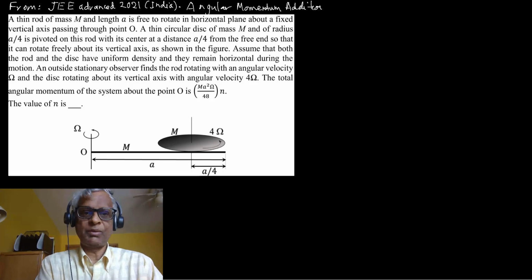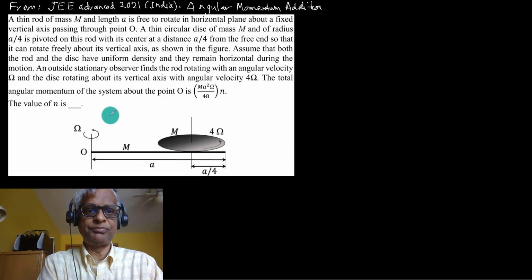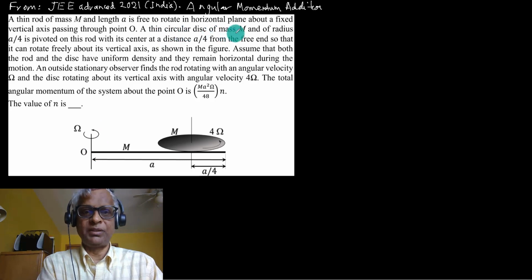Okay, so the way I read it is you have a thin circular disk of mass m. So you have this rod, and then there's a disk here. Both have the same mass, but probably there's a pin here, and the disk sits on that pin and rotates. This is what I would call a spin motion, and in this spin motion the angular velocity is 4 omega. So omega spin is 4 omega around this.